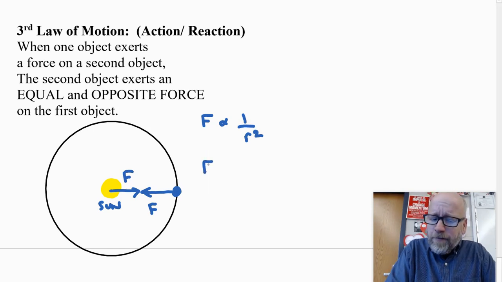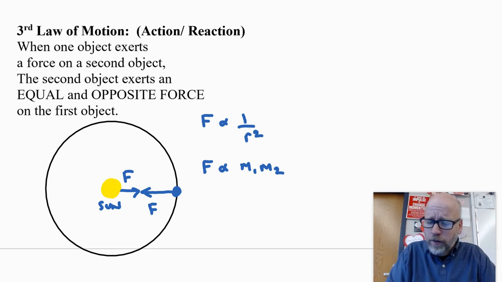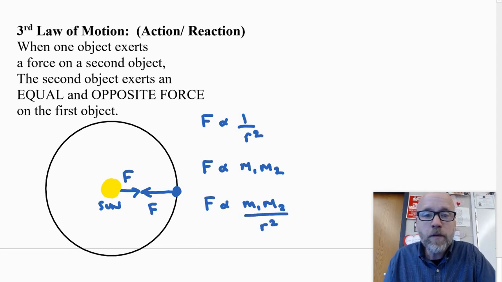What if I take the mass of those objects and I multiply them times each other? The mass of the Earth times the mass of the Sun. Now, if I look at the force of gravity from the perspective of the Earth, it would be the product of the mass of the Sun and the mass of the Earth divided by the distance of the Earth squared. Or if I looked at it from the perspective of the Sun, it would be the same thing.